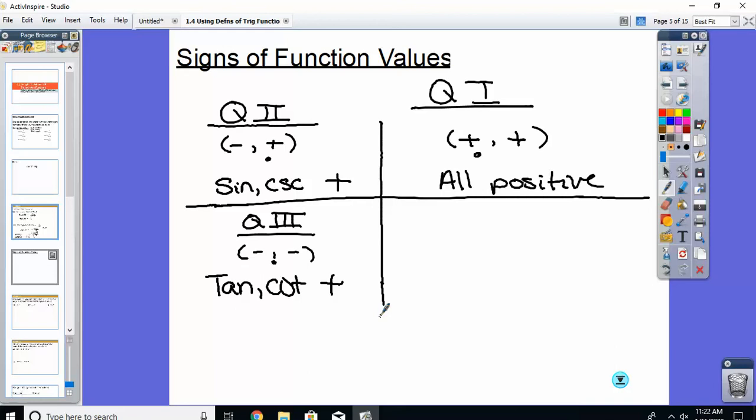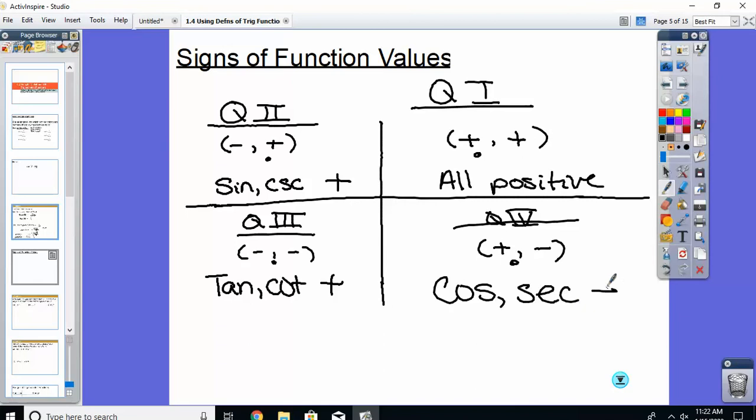Everybody understand how I'm doing this? Okay, let's look at quadrant 4. If I take a point, the x is positive and y is negative. So sine, y over r, would be negative. Cosine, x over r, would be positive. Tangent, y over x, would be negative. So that means cosine and its reciprocal, secant, are positive.